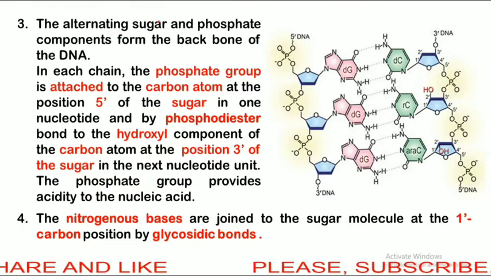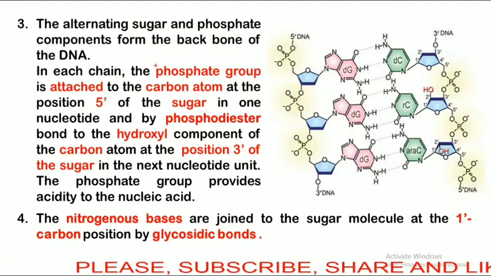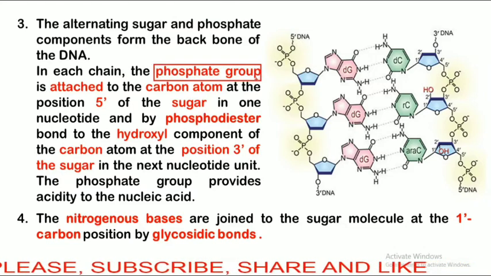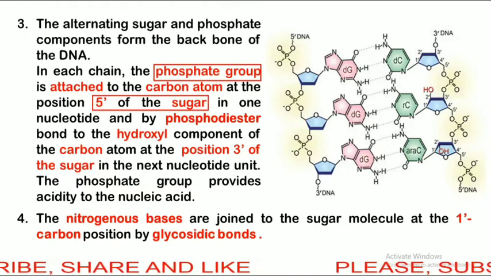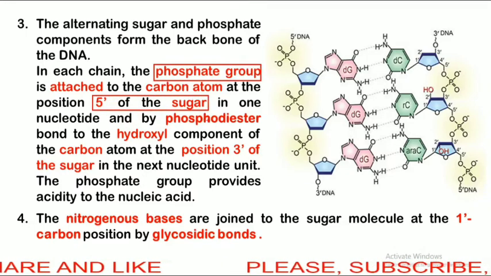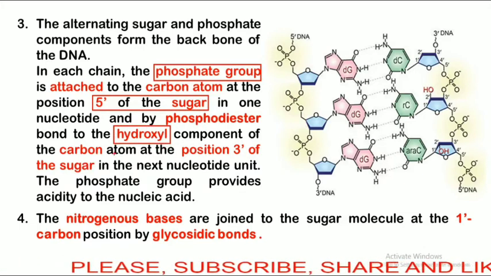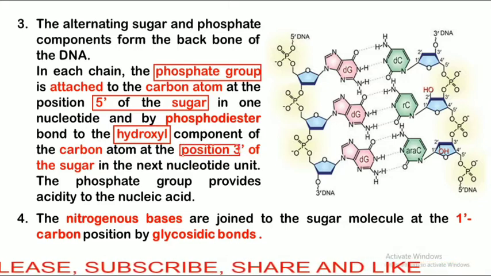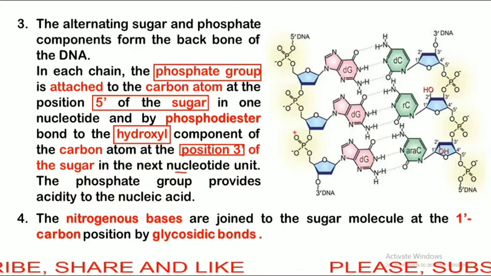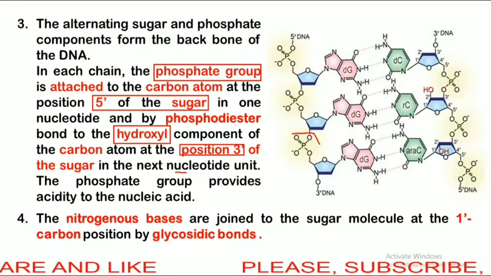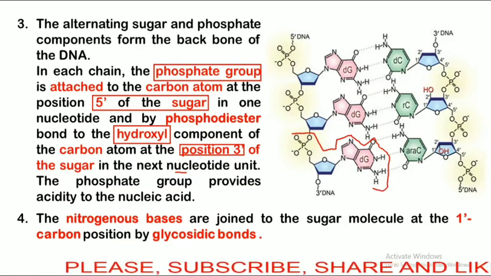The alternating sugar and phosphate components form the backbone of the DNA. In each chain, the phosphate group attached to the carbon atom at fifth of one sugar in one nucleotide is joined by a phosphodiester bond to the hydroxyl component of the carbon atom at position 3rd of the sugar in the next nucleotide. Here you can see this structure is the nucleotide.